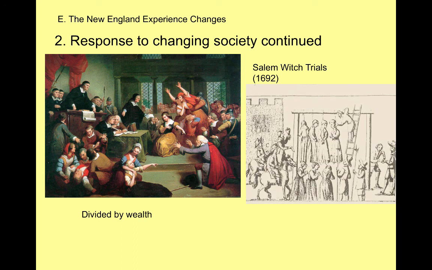And so we see that 17 or so women will be hung, and like I said, one man will be pressed to death, and this seems to be getting more and more out of control. And eventually, when the governor's wife is accused of being a witch, the governor stops it. He says, this is nonsense. My wife's not a witch. Enough. And that brings the Salem witch trial to a close. But this is an example of how tense things were in Salem, in New England, and how it can manifest itself into terror.